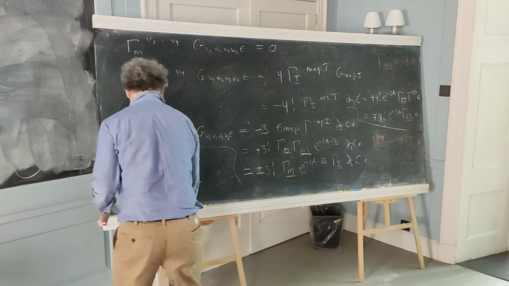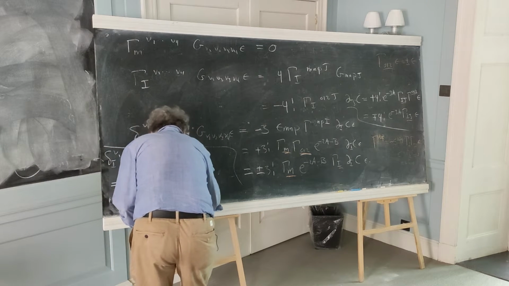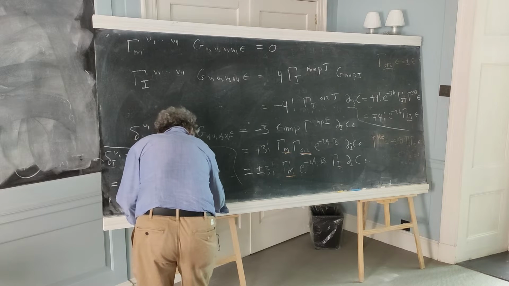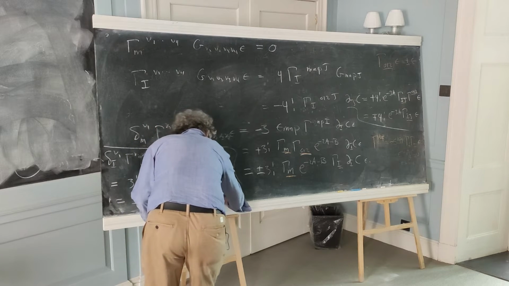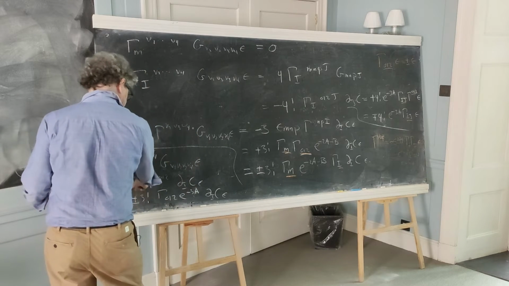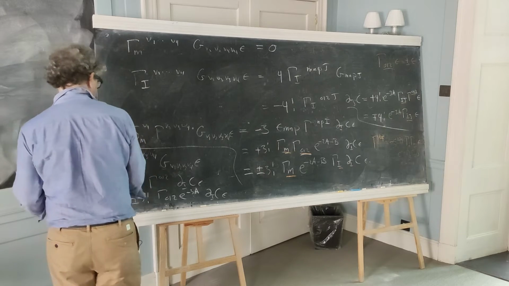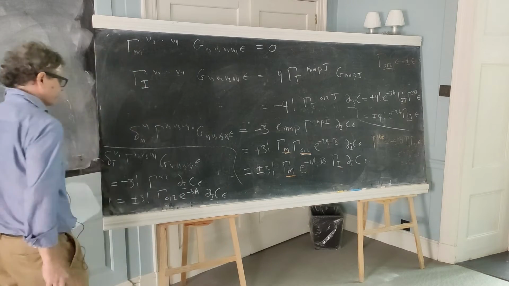I think this looks like a sign mistake. Okay, let's just go with my notes. 1, 2, 3, e to the minus 3a, d i c epsilon. So I probably want this to be right. I think there should be a minus sign here. Yeah, and there's a minus sign there because c is minus. Okay.